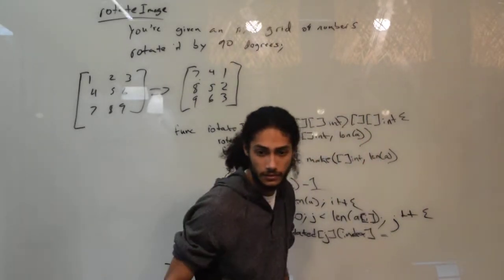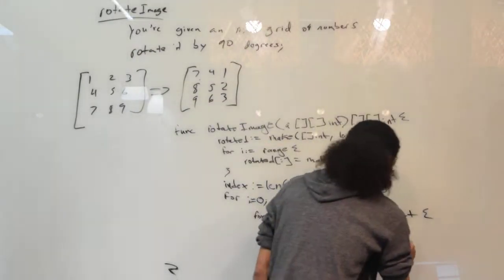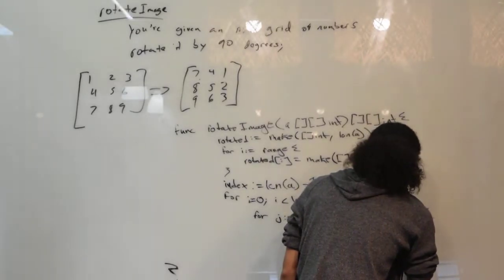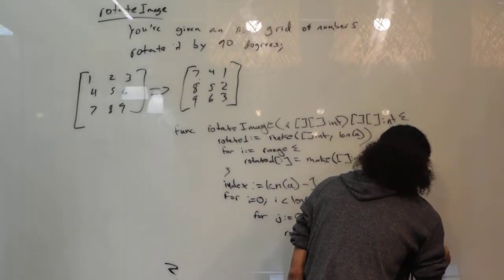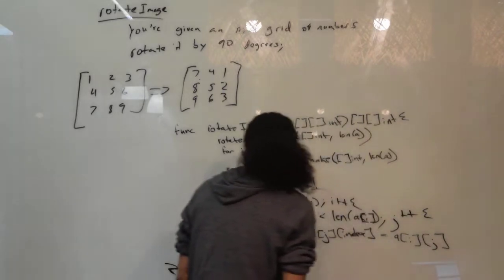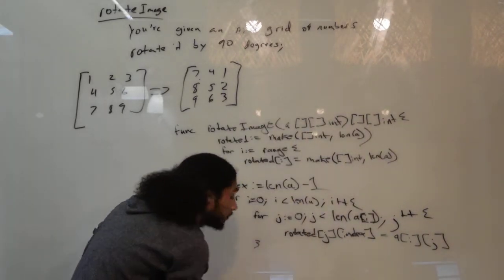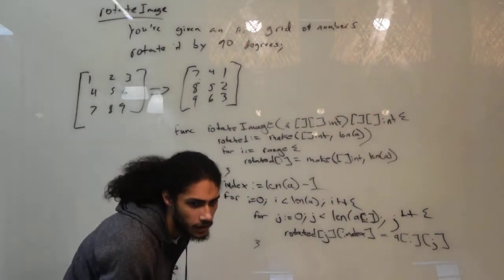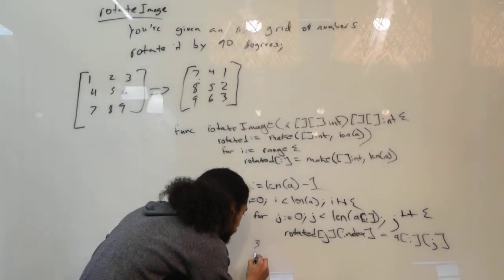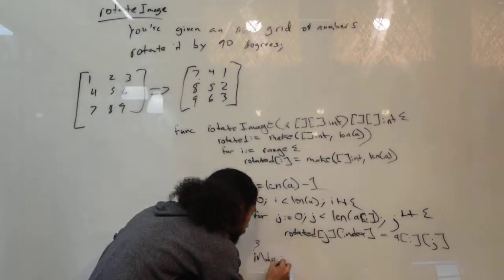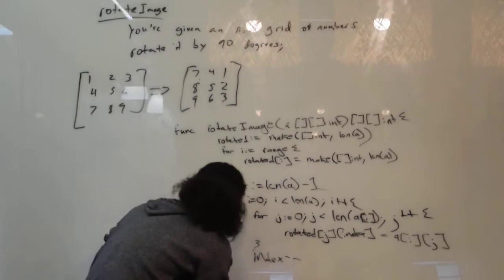Equals. And that flow above. And then you minus from the index. Minus.